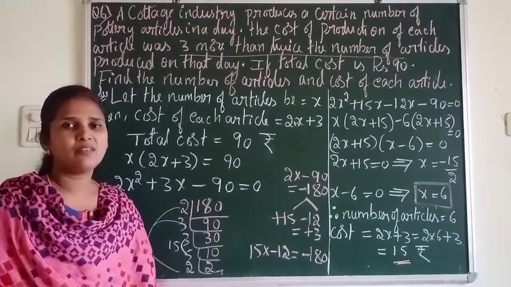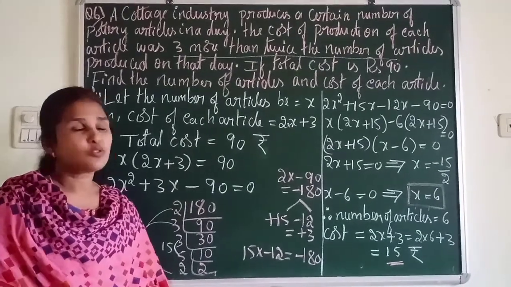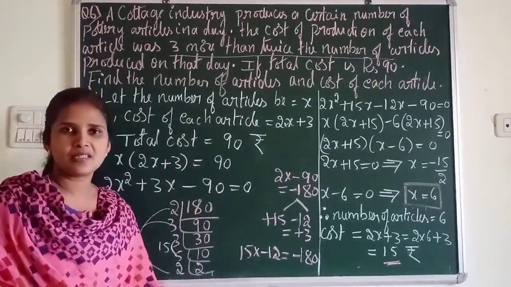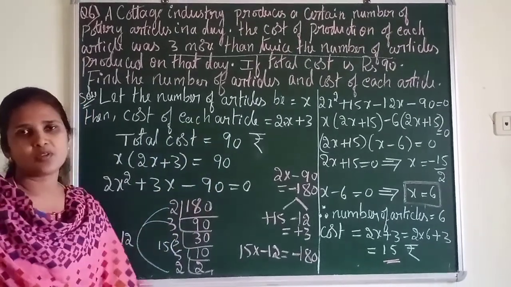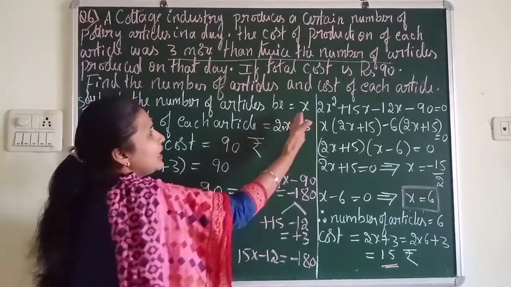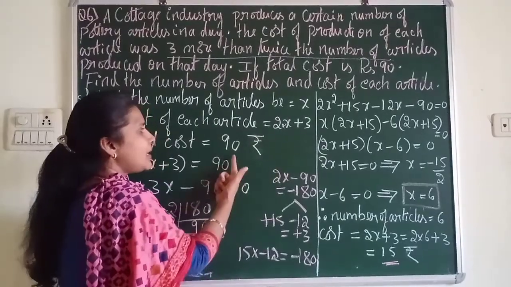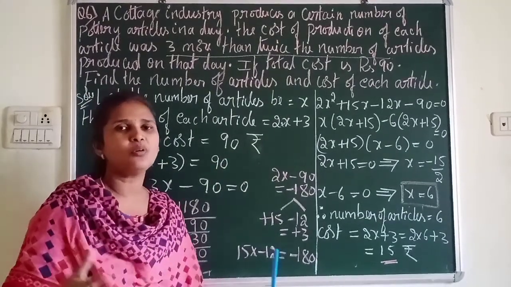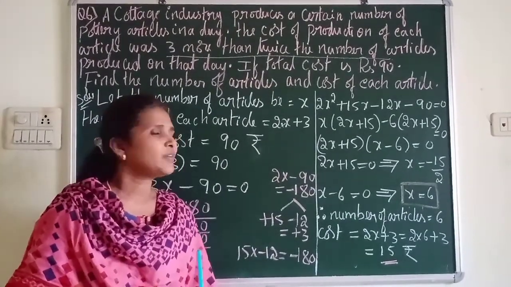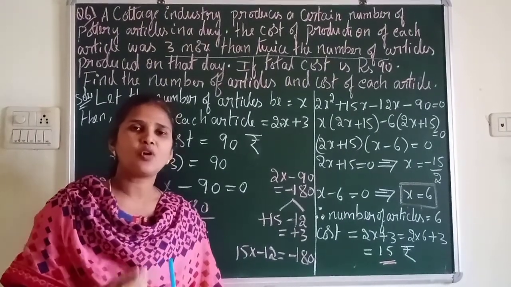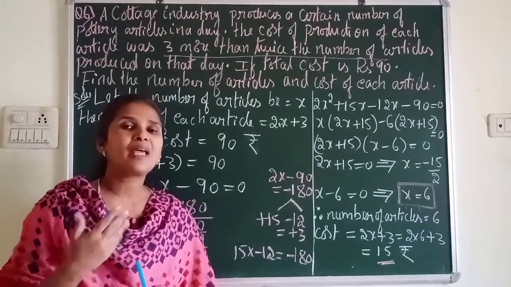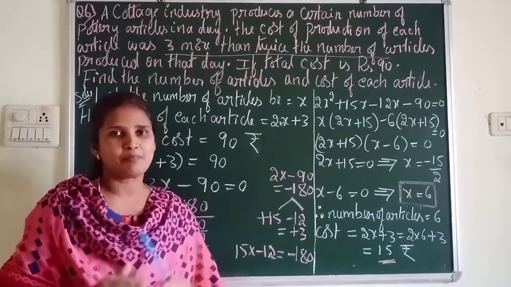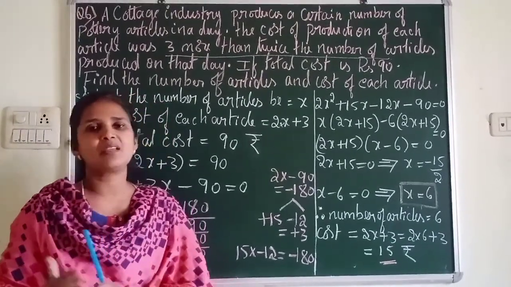In the question he has given the total cost of x articles, that is 90 rupees. So the total cost is 90 rupees. Now let me show how to relate x, 2x plus 3 and 90. Which operation do you want to use to make an equation? Let me give an example. If the cost of one pencil is 10 rupees, what will be the cost of 10 pencils? You multiply. That is 10 into 10, that is 100.